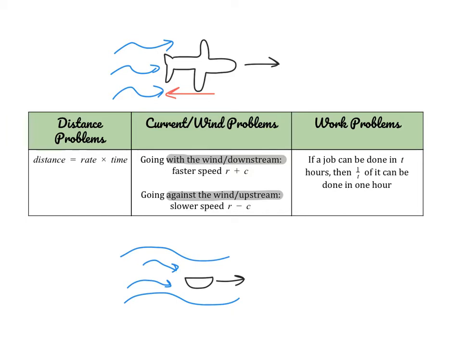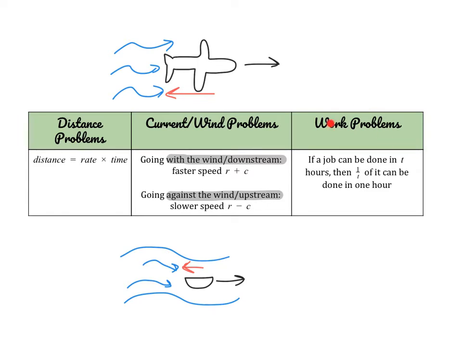And if you're in this boat and you're traveling upstream, so you're going towards the left here, again, you're kind of fighting against that current. So while you're trying to go to the left, the current is pushing you to the right, so you slow down. So it's the speed of the boat minus the speed of the current.